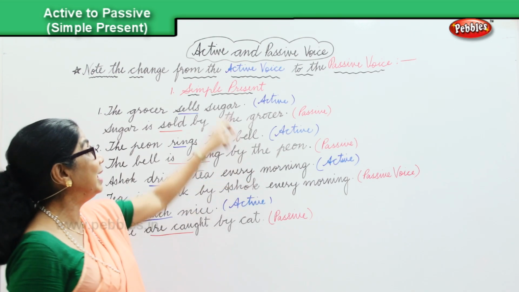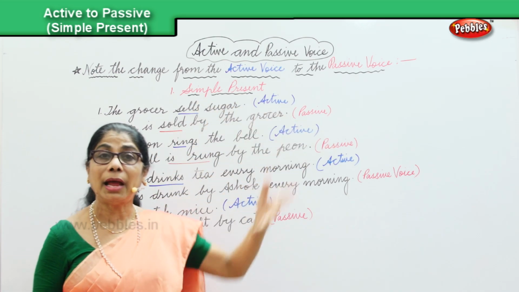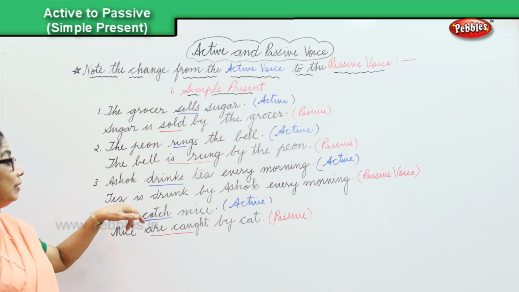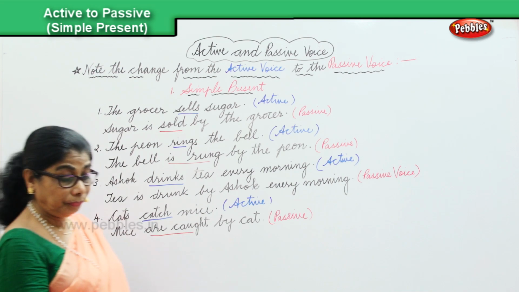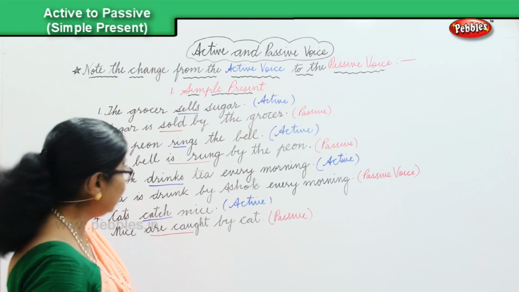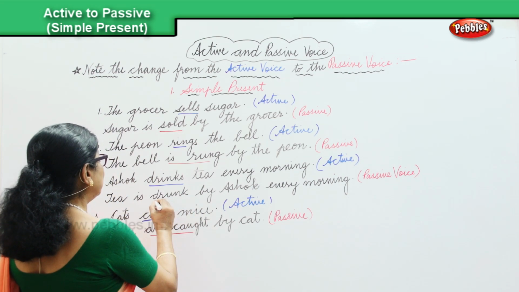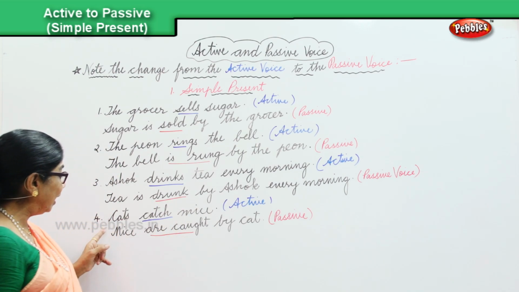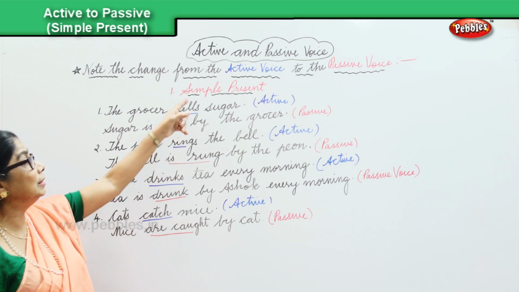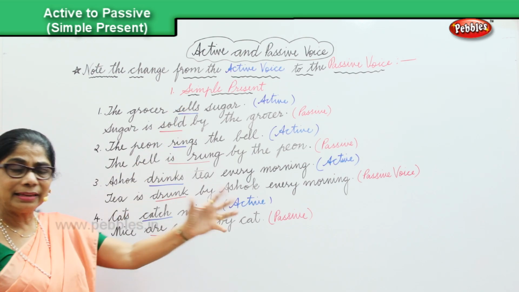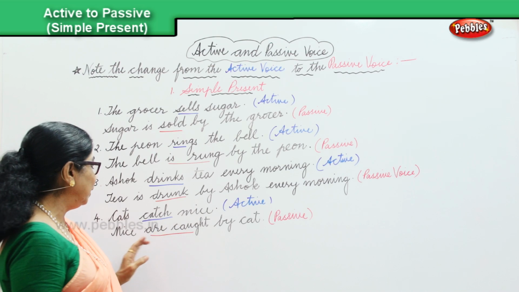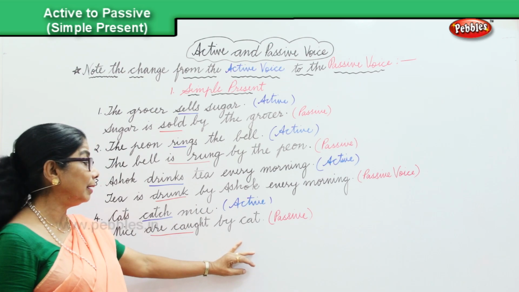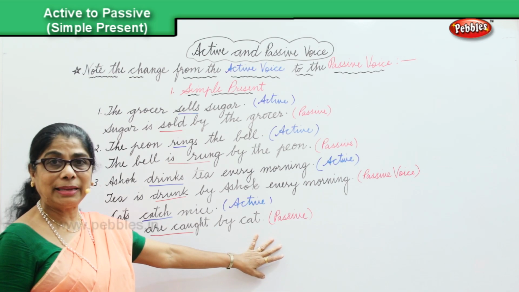Ashok drinks tea every morning. Simple present. Ashok drinks tea every morning. Active voice. The tea is drunk by Ashok every morning. That's passive voice. And finally we have cats catch mice. Simple present. Cats catch mice. Active. Mice are caught by the cat. By cat. That is passive voice.